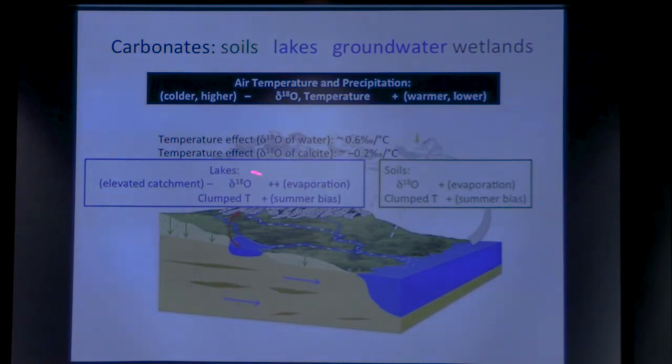So it's going to look different than if you were just taking the O18 of water right at that surface. And in a similar respect, we haven't done as much work on this. You tend to see a summertime bias in temperatures. But this will depend a lot on what type of carbonate you're actually looking at and what the lake is.